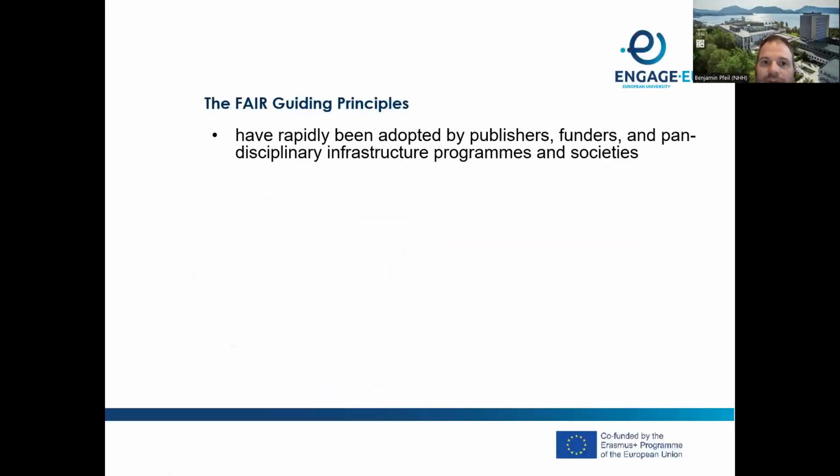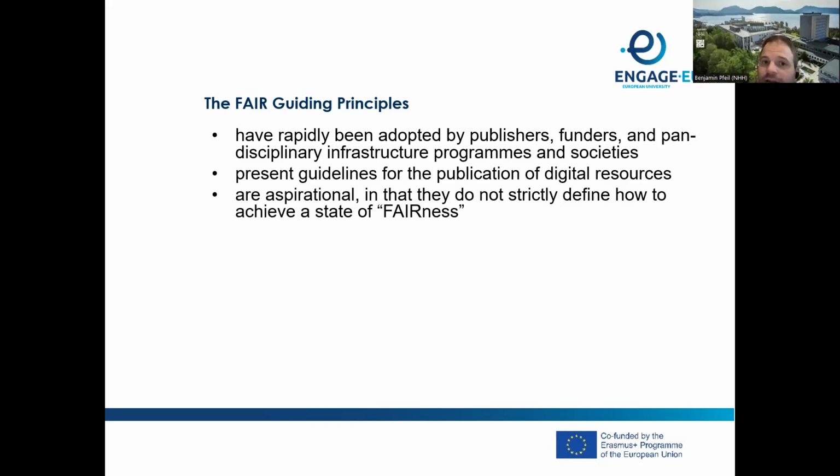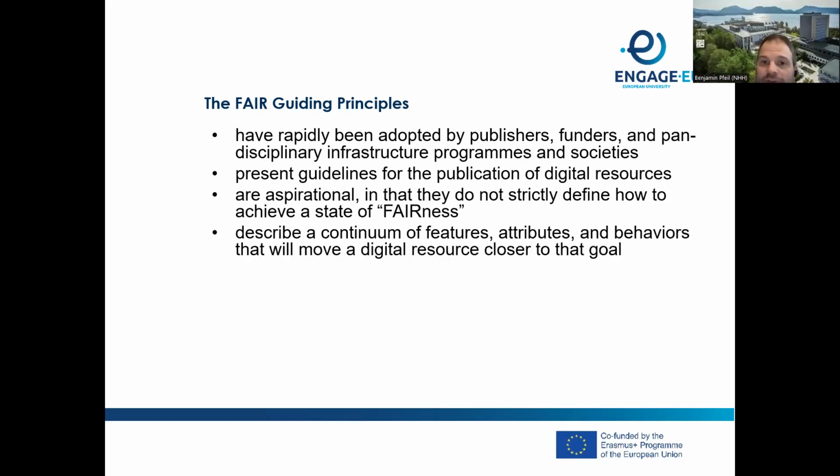The FAIR guiding principles basically have been rapidly adopted by publishers, funders, infrastructures and societies. They present guidelines for the publication of a digital resource. They are aspirational, and do not strictly define how to achieve the state of fairness. That's one of the issues as well, that nobody tells you really what is needed in detail for your data to make it FAIR. They describe features, attributes, and behaviors that will move the digital resource closer to that goal.